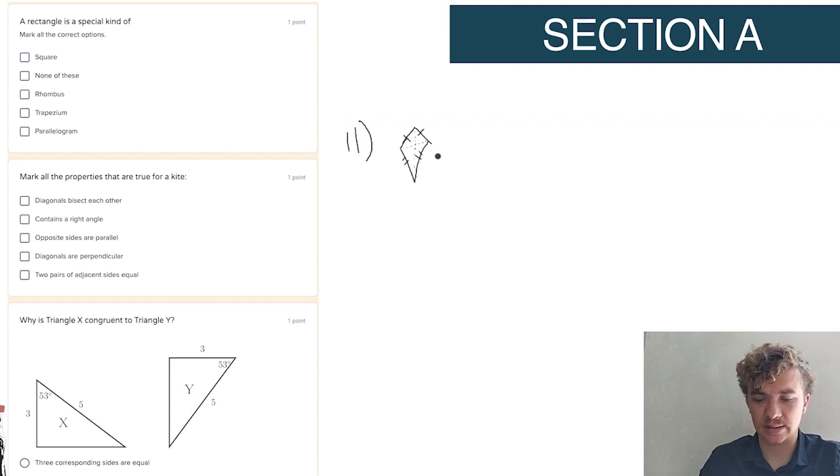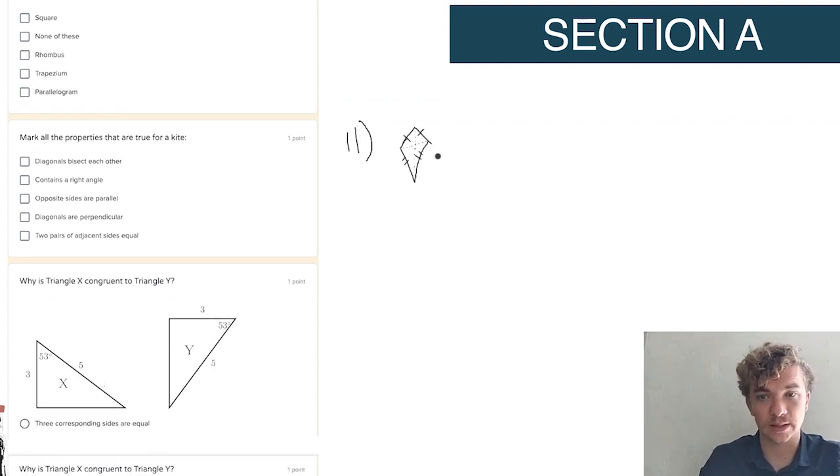Okay, so the diagonals bisect each other. A kite does not necessarily contain a right angle. The diagonals are perpendicular. The opposite sides are definitely not parallel, but two pairs of adjacent sides are indeed equal. Next question.